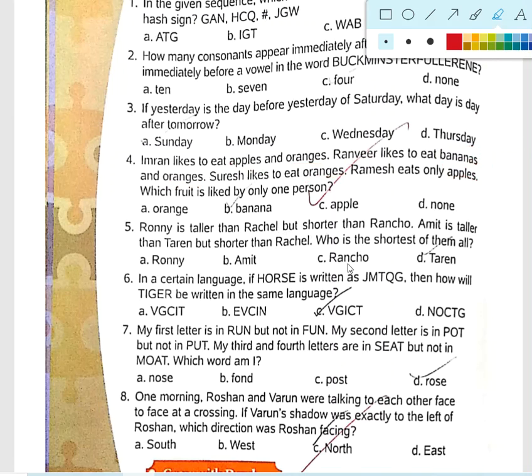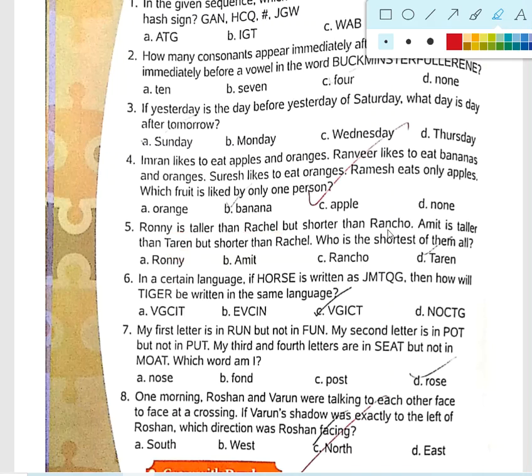Next question. Ronnie is taller than Rachel but shorter than Rancho. So Rachel is the shortest among all three. Amit is taller than Taran but shorter than Rachel. So Amit is taller than Taran, but Amit is shorter than Rachel. So Taran is shorter than Amit also. And Amit is shorter than Rachel. So Taran is the shortest among all five of them. So who is the shortest of them all? Taran.